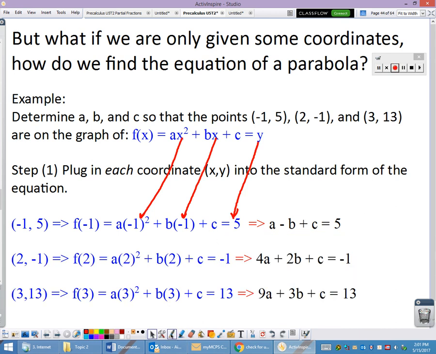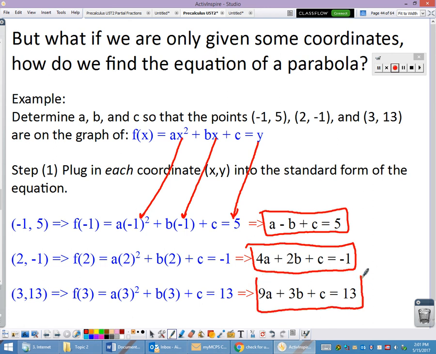So in the end, I'm going to have these 3 equations that I'm going to solve simultaneously, systems of equations, in order to find my a, b, and c, or basically what equation would contain all 3 of those points for a quadratic. Remember, a quadratic is a parabola. Okay? And again, pause this at any time.